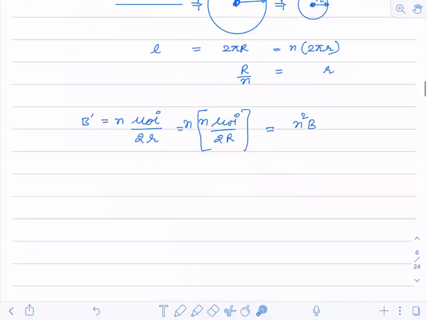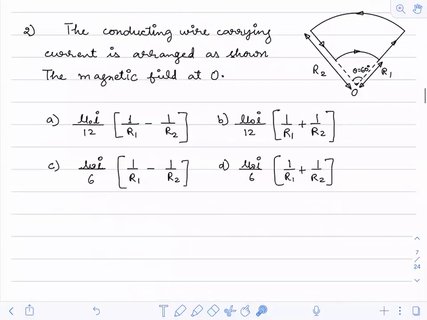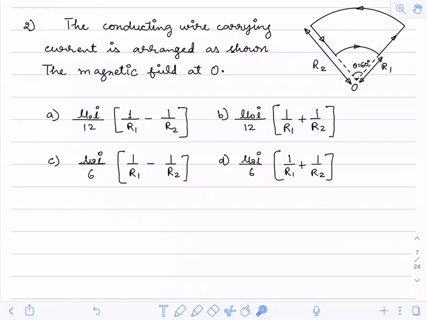Okay, let us see question number 2. In this question, while giving you the question, I had missed the angle 60 degree. So you can add it over there. So the angle is 60 degree actually. Now just see the solution of this question.